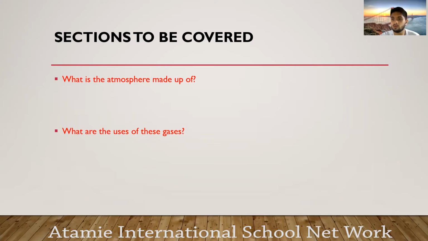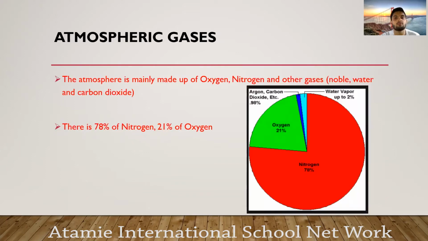We will also look in detail at what these gases are and what constituents are present in the atmosphere. Okay, so atmospheric gases. The atmosphere is made up mainly of two gases in high concentrations, and a mixture of other gases. Atmospheric gas contains nitrogen, which has the highest constituent of 78%, which is more than 3/4 of the atmosphere.